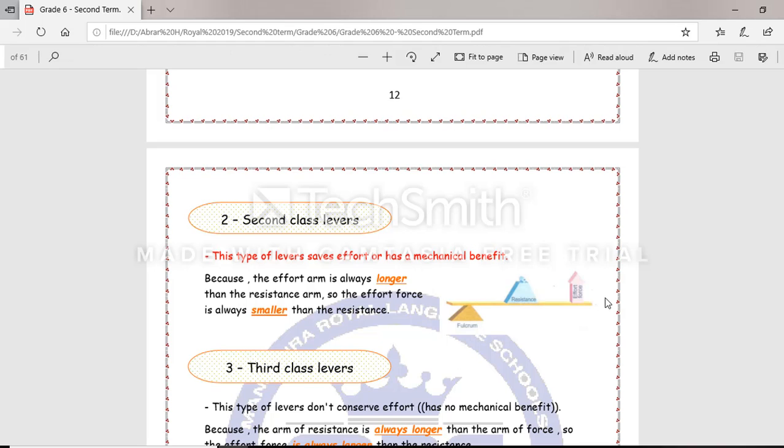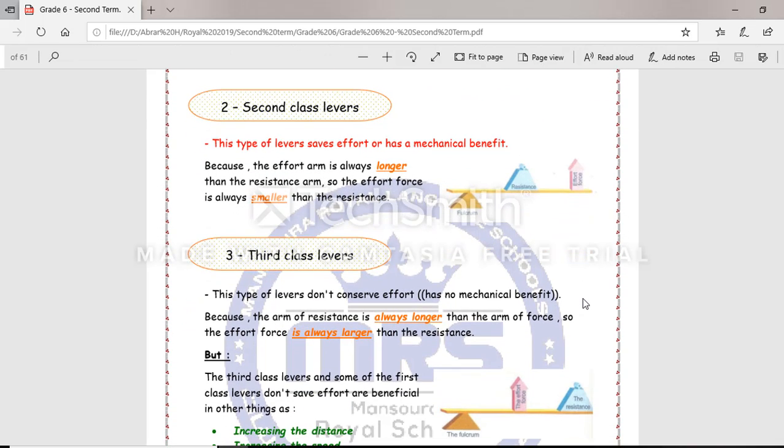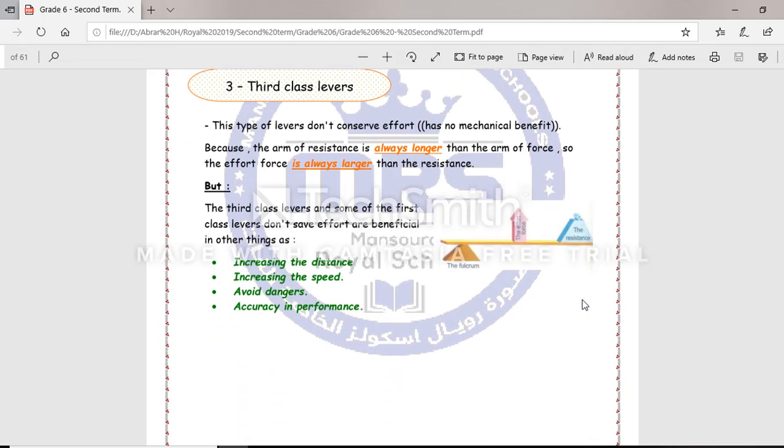So, in the second class levers, always the effort arm is longer than the resistance arm. So the effort force is always smaller than the resistance force. So the second class lever always conserve effort. Why? Because the effort arm is always longer than the resistance arm, so the effort force is always smaller than resistance. What about the third class levers?